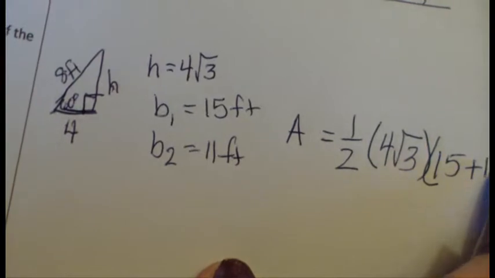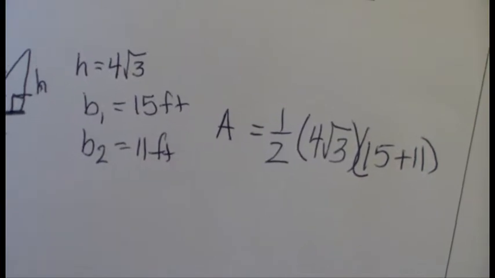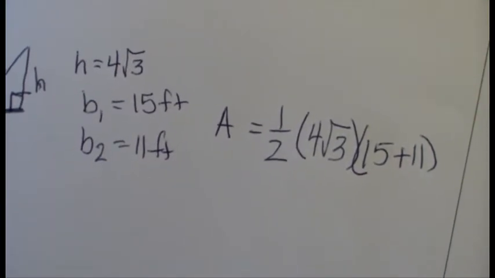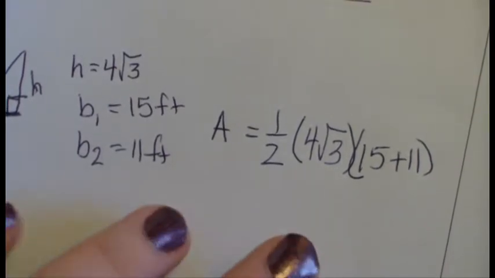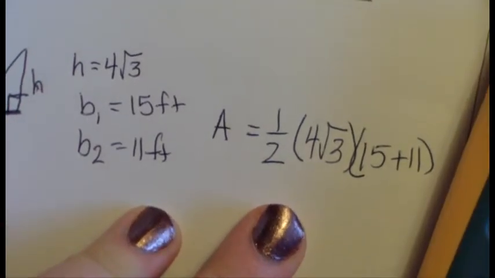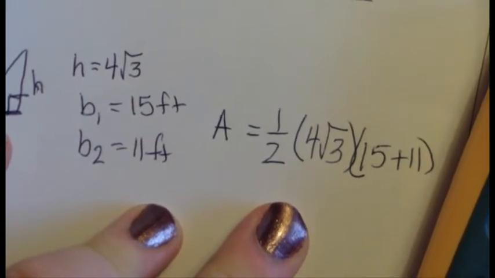times 15 plus 11. Now I'm not sure whether they're going to want to give you, in the homework assignment, an exact solution or a decimal approximation. So let's figure out both. 0.5 times 4 square root 3. It gives us, I'm going to do it.